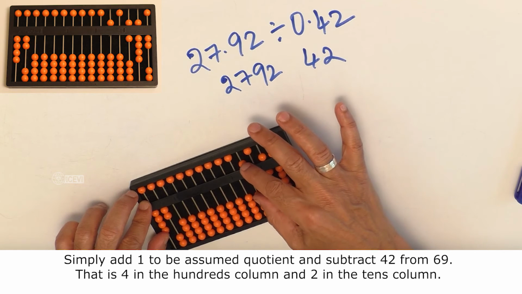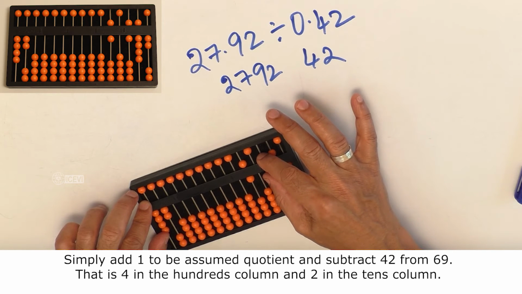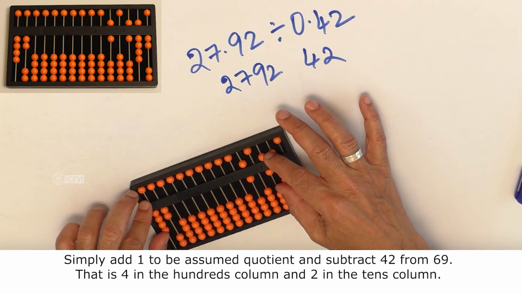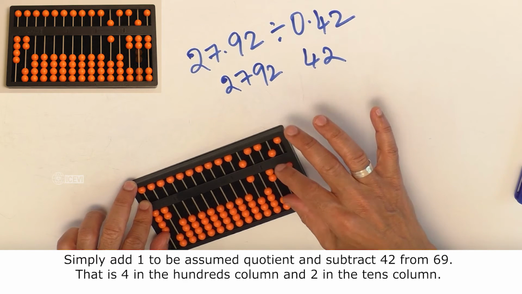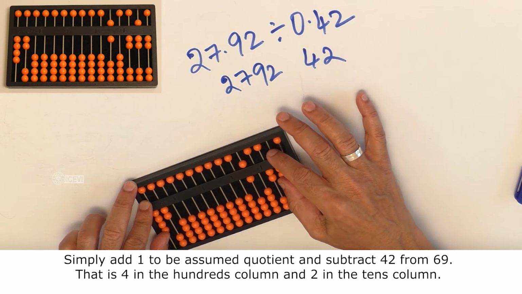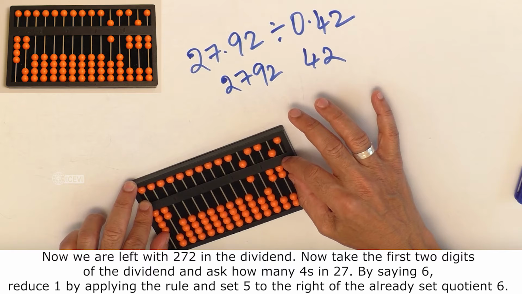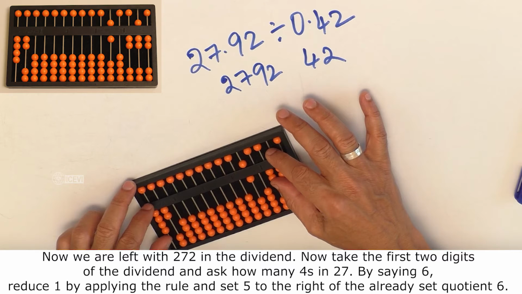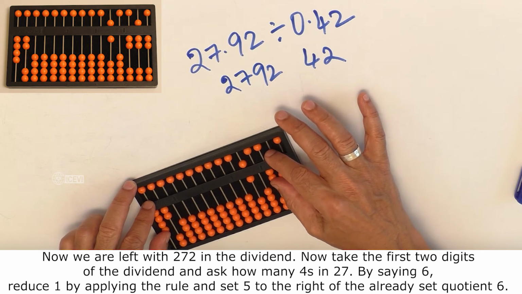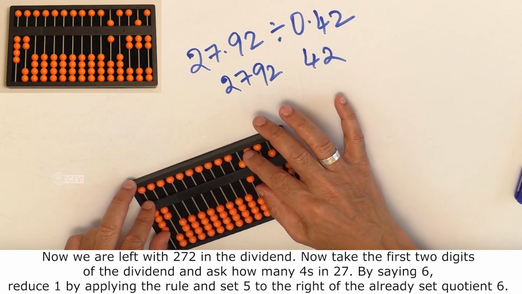Simply add 1 to the assumed quotient and subtract 42 from 69, that is 4 in the hundreds column and 2 in the tens column. Now we are left with 272 in the dividend. Now take the first two digits of the dividend and ask how many 4s in 27. By saying 6, reduce 1 by applying the rule and set 5 to the right of the already set quotient 6.